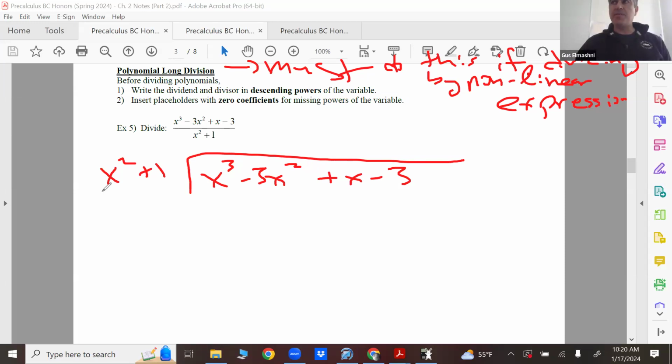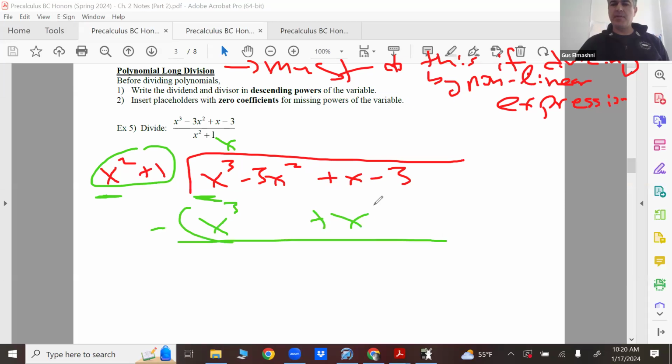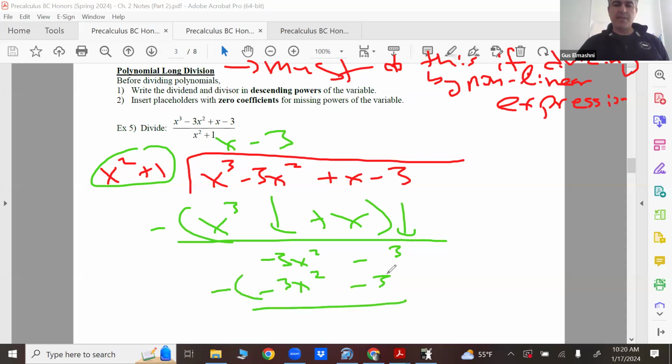Do you guys remember how to do this? What do you multiply x squared by to get to x cubed? And then you multiply this by x, right? Does that make sense, what I'm doing? Okay. Hope that makes sense. So that cancels. You bring this down. That cancels. You bring down the -3. Now, what do you multiply x squared by to get -3x squared? -3. So you multiply x squared plus 1 with that. Oh, look at that. It went nice and clean. It's lovely. So you have no remainder, and that's your answer, x minus 3.